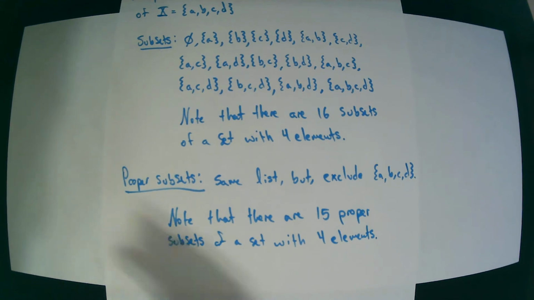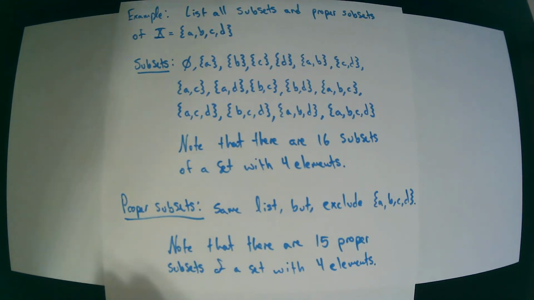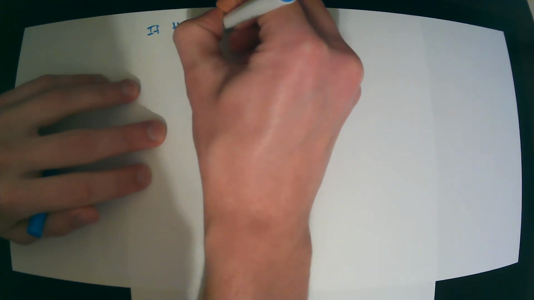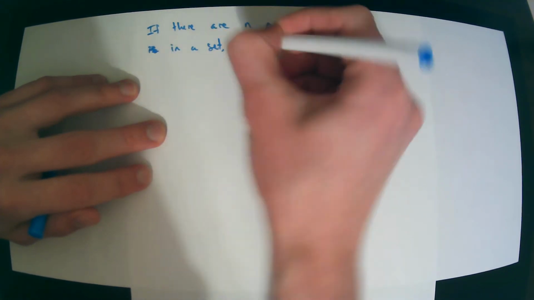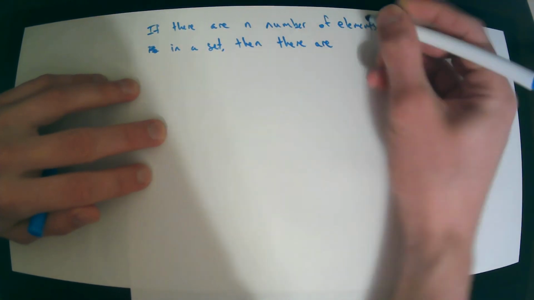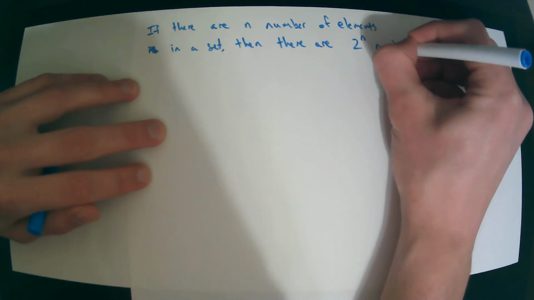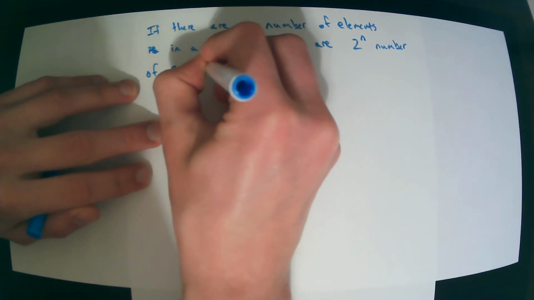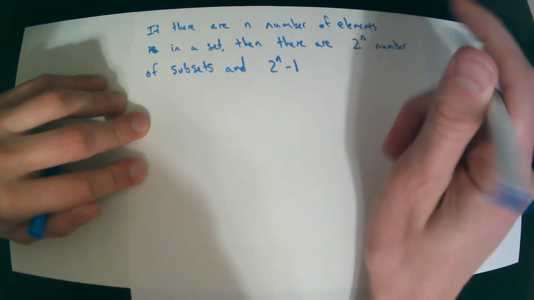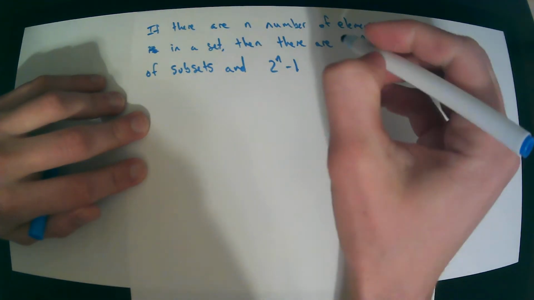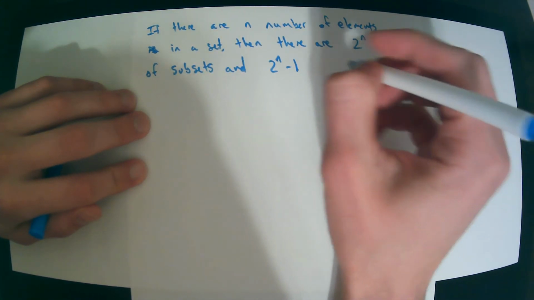Alright. Here's the rule. If there are n number of elements, like 5 or 4 or something, in a set, then there are 2 to the n number of subsets, and that same number, but take that 1 away, because the list is the same for proper subsets, except you've got to take that one set away that's itself. And 2 to the n minus 1 proper subsets.